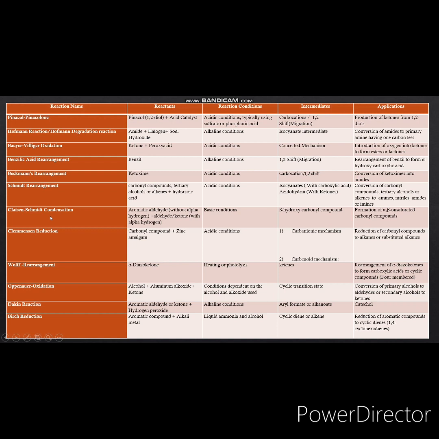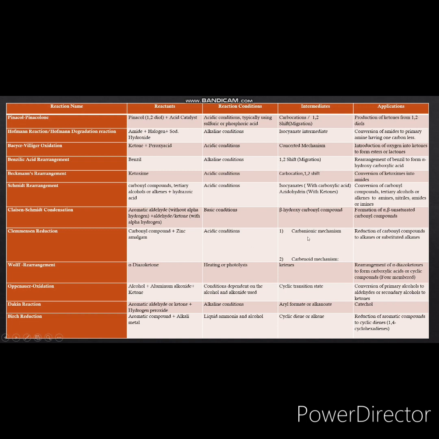The Claisen-Schmidt condensation, here aromatic aldehyde without alpha hydrogen we have to take, and an aldehyde or ketone which is having alpha hydrogen. Basic condition we have to maintain, and a beta hydroxy carbonyl compound is the intermediate, which then produces an alpha beta unsaturated carbonyl compound. Clemmensen reduction is a characteristic reaction used for reducing carbonyl compounds, ketones especially. In this, we have to use zinc amalgam. Acidic condition is required to be maintained.